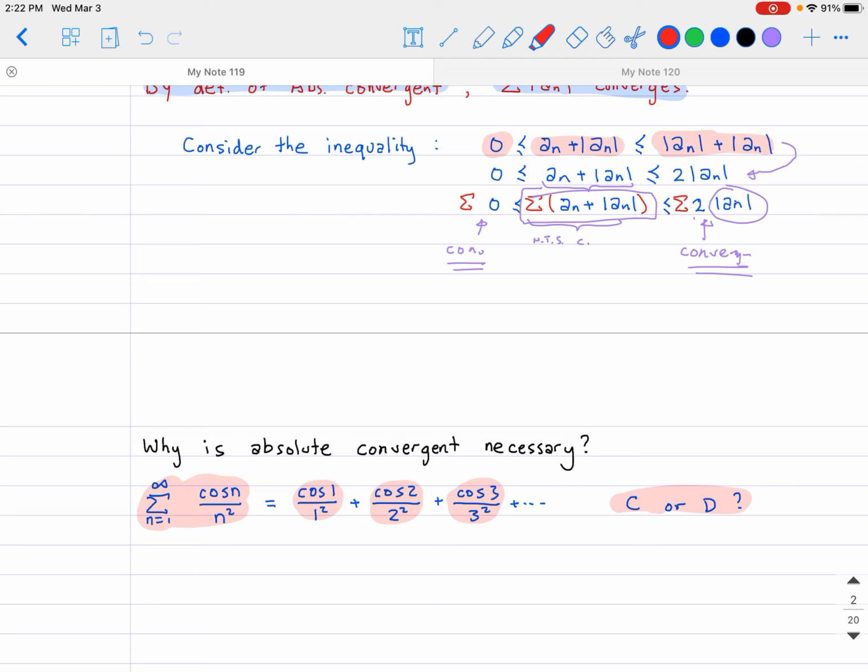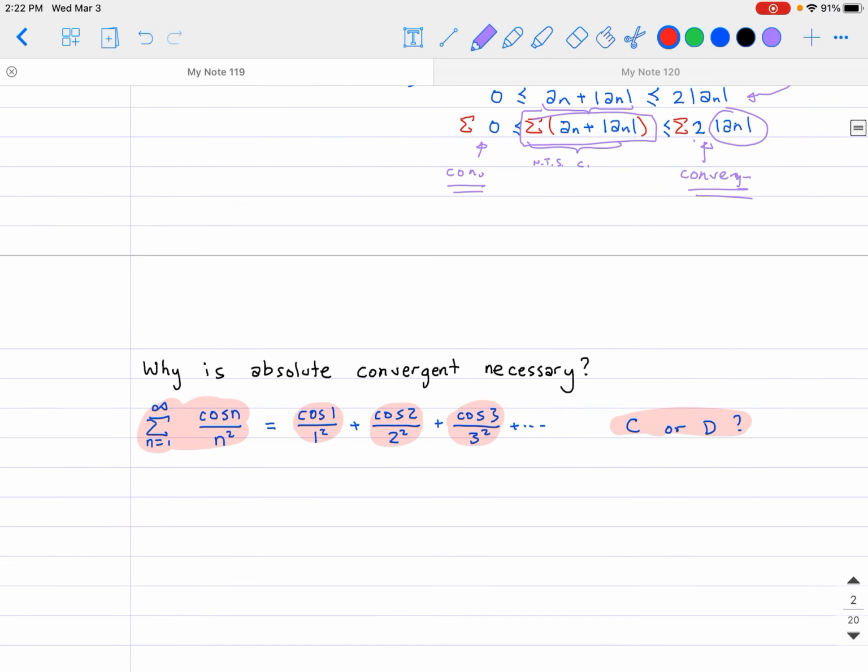The problem with all the tests that we've been having so far is that they either A, have to be all positive, or B, have to be alternating between positive and negative. We never actually have a test that deals with what happens if you have terms that alternate differently. So in this case, here you can hopefully see this.